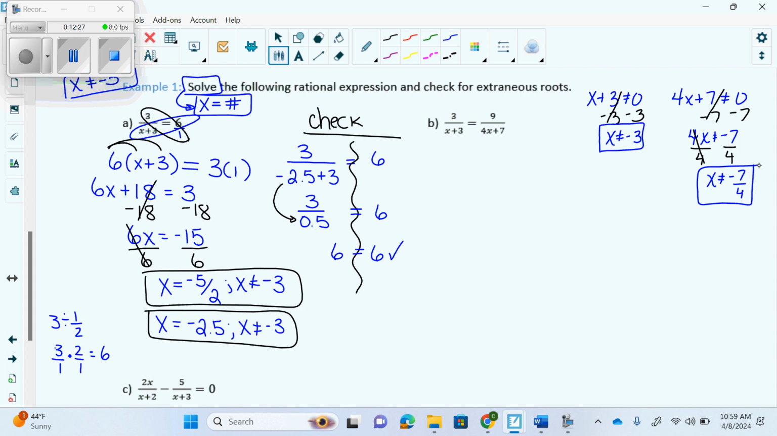All right. So we cross multiply. We get 3 times 4x plus 7 equals 9 times x plus 3.